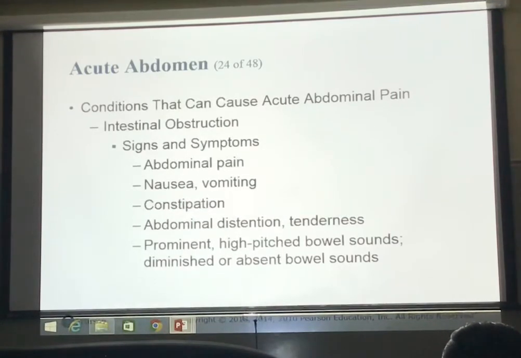Alright, the patient with an intestinal obstruction might want to continue to walk and move, whereas the patient with peritonitis might want to lay still and not be moved or touched. Okay? You'll have abdominal pain, nausea, vomiting, constipation, abdominal distension, tenderness, prominent high-pitched bowel sounds, diminished or absent bowel sounds.